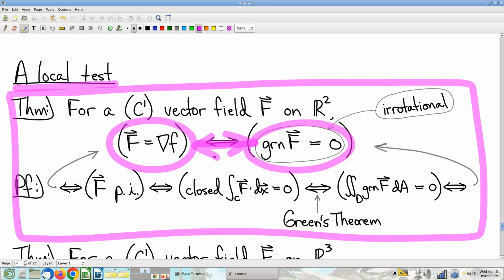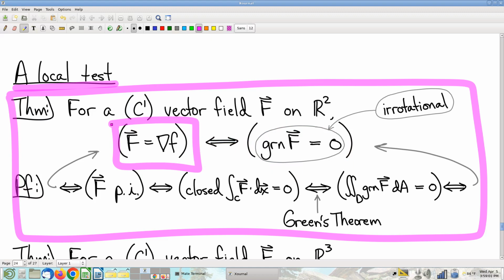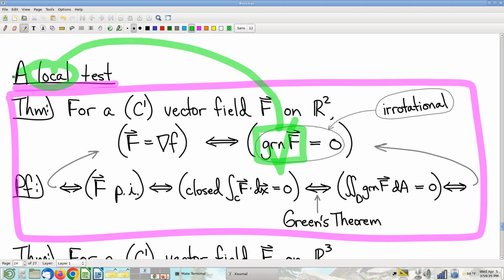So I call this a local test because while the state of being or not being a gradient requires that you have a single function that applies everywhere, the gradient of that one single function has to give you the entire vector field F. So that being a gradient is a global property. But Green's operator is computed one point at a time. Green's operator, it's a formula, and it just needs to equal 0. Now it's got to equal 0 everywhere, but the object in question is computed one point at a time. So this is what I mean by it being a local test.